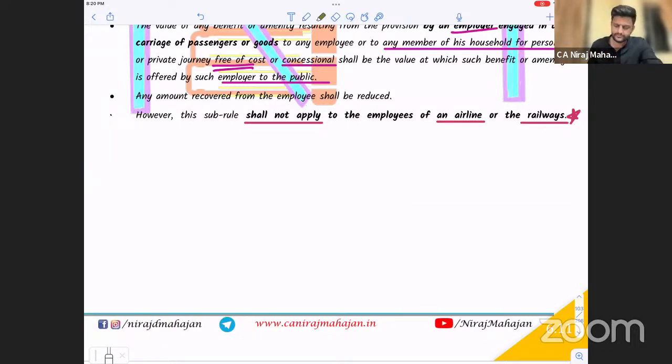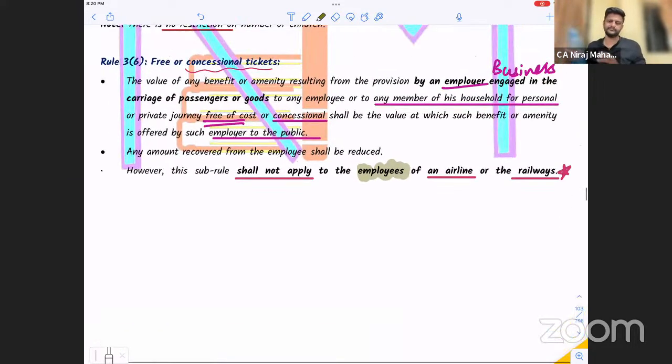Employees of the airline or railways: no perquisite. If you are an employee of airlines or railways and the company gives you free or concessional tickets, there is no perquisite. Write this down.